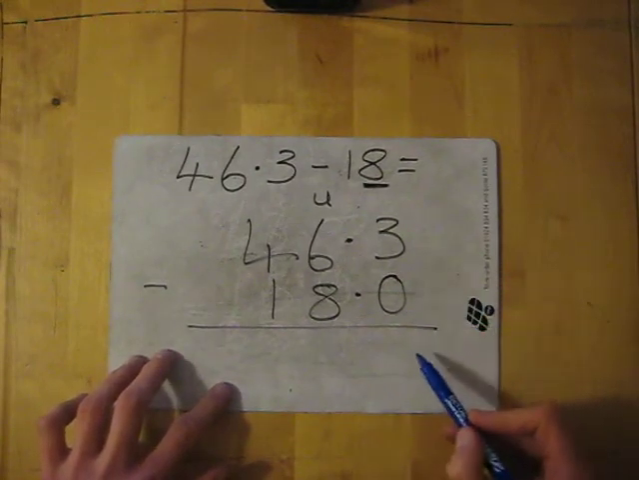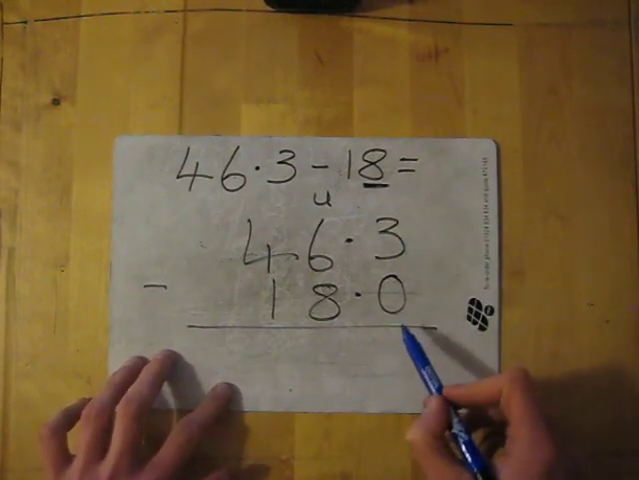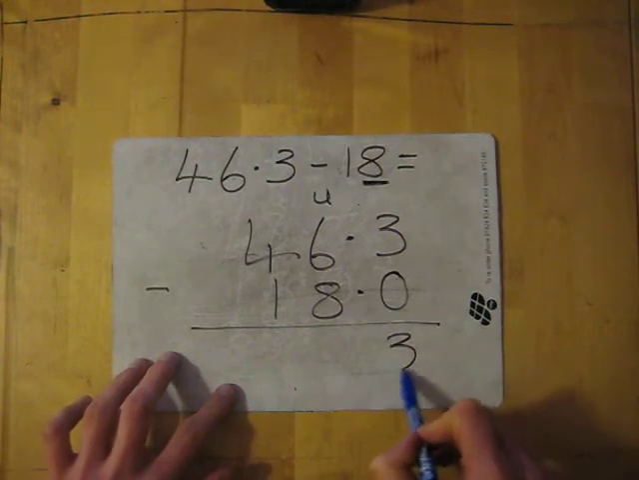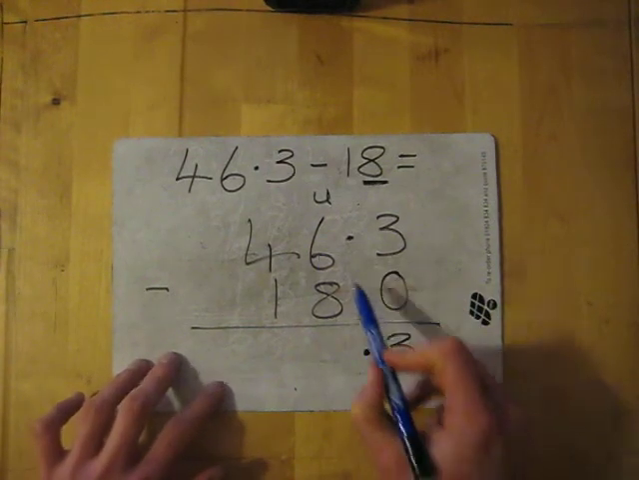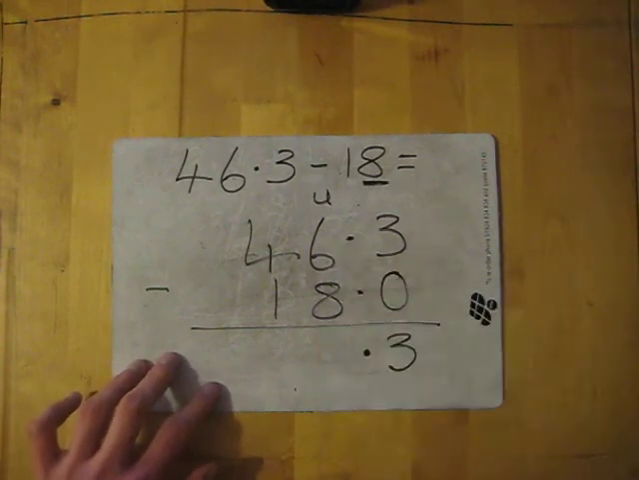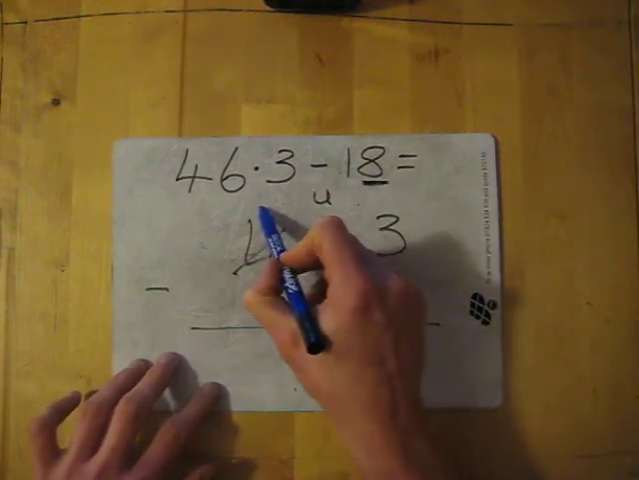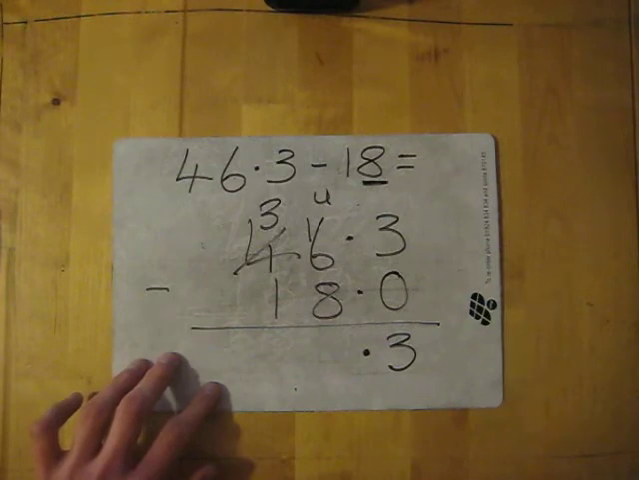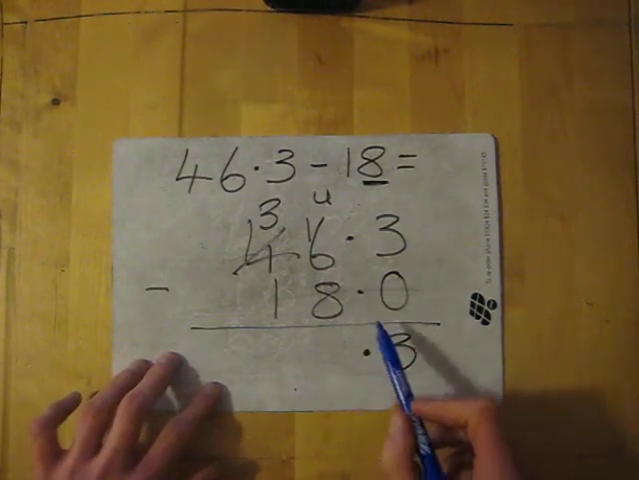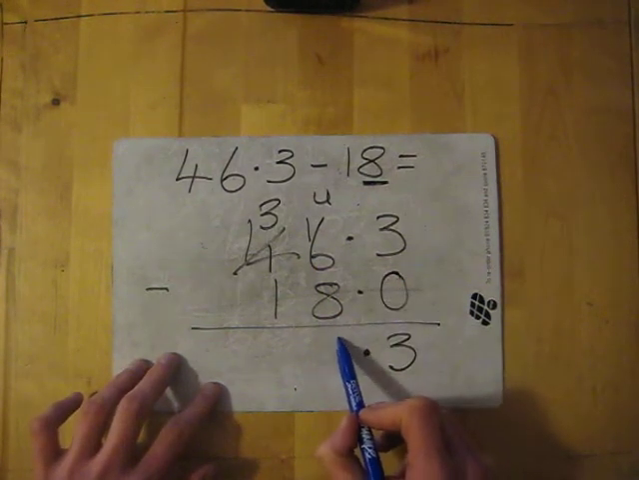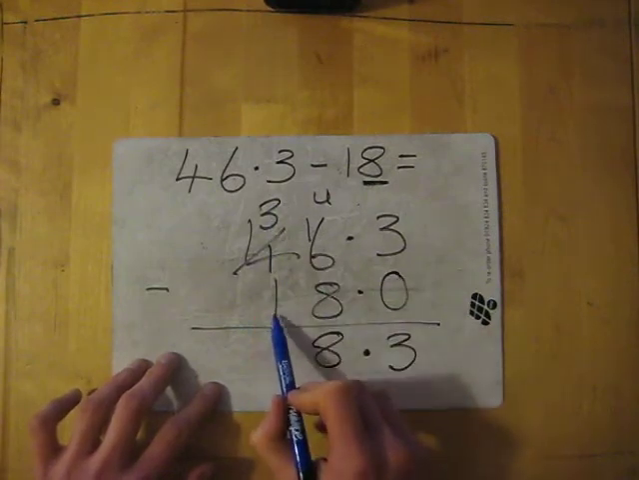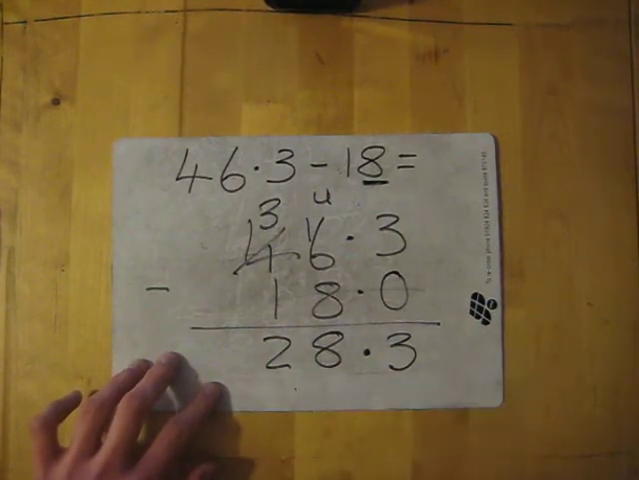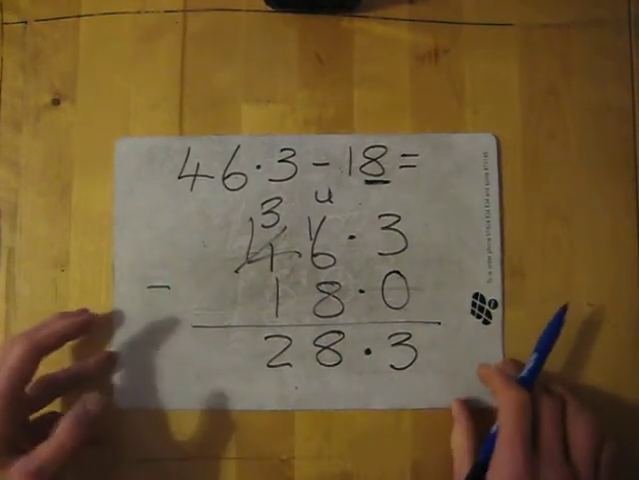So 3 take away 0 is 3. Then decimal point. Now 6 take away 8, the top is smaller, so we need to borrow. So the 4 becomes a 3, lends 1 to the 6, or a 10 to the 6, so it's a 16. So 16 take away 8 is 8, and 3 take away 1 is 2. So our answer is 28.3.